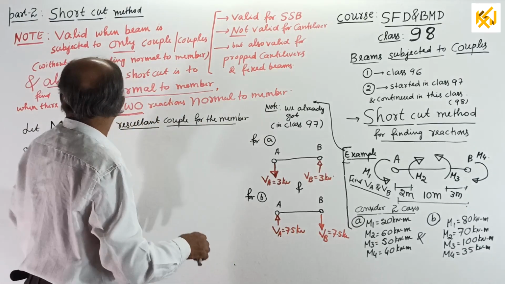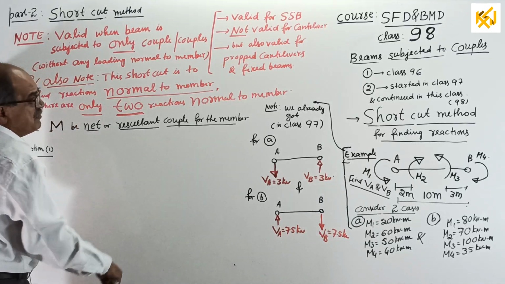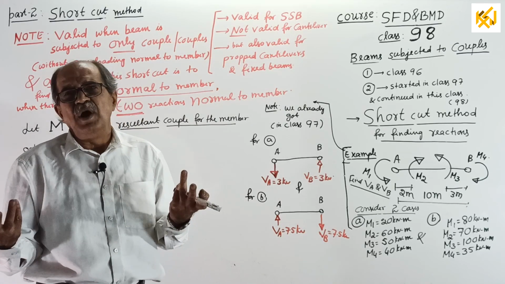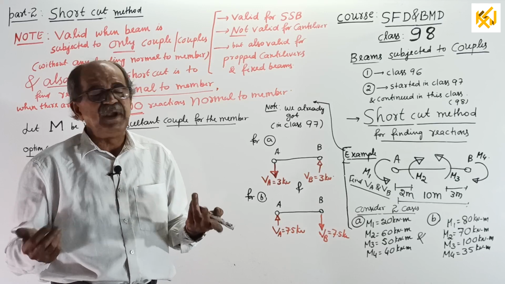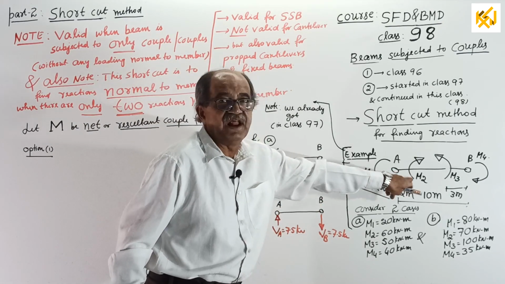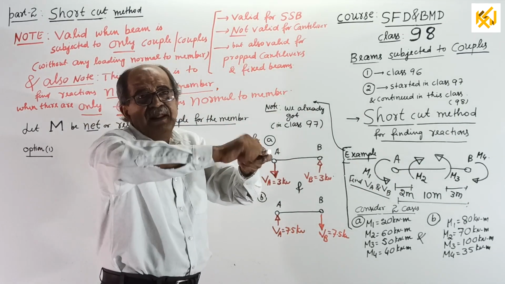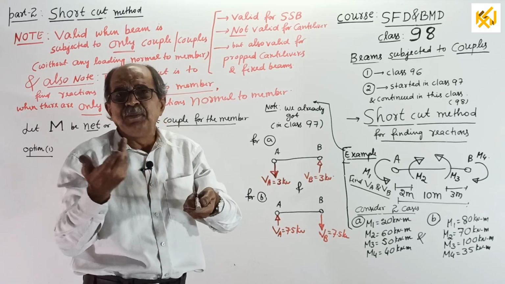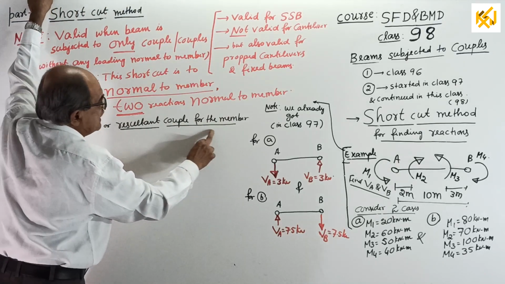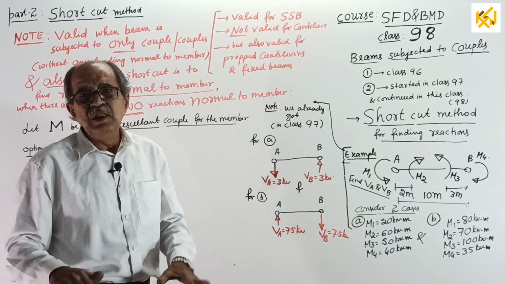Now, let M be the net or resultant couple for the member. If only one couple is there, let M be the couple. It can be clockwise or anti-clockwise, does not matter. I will explain. But if multiple couples are there, like our question here, or when you go to propped cantilever and fixed beam, then applied couple and reacting couples will be there, no problem. So, let M be the net or resultant couple for the member. This net couple, you have to get it. I will tell you how to get it.